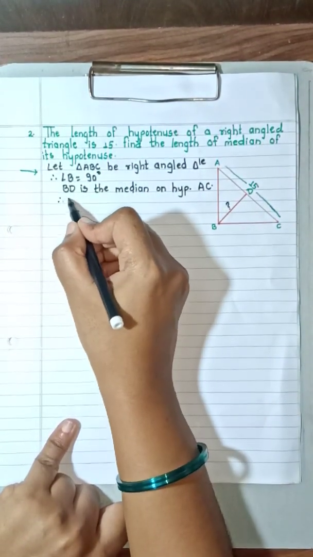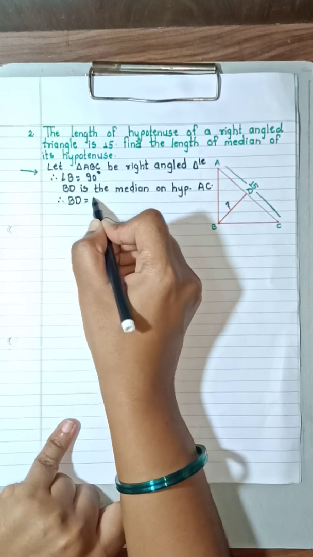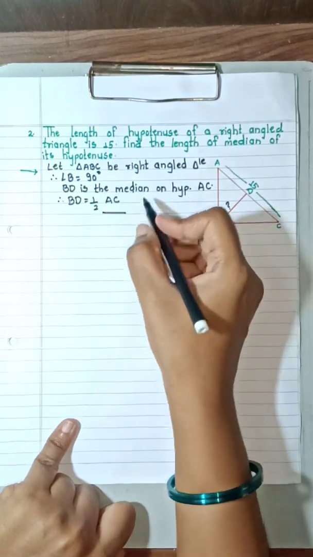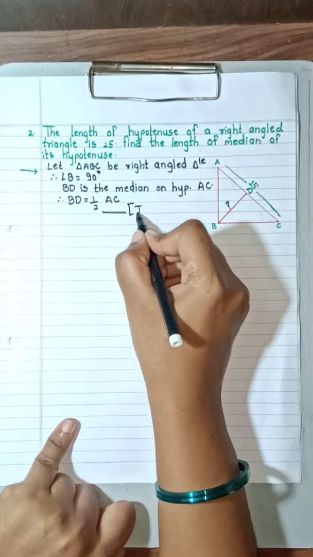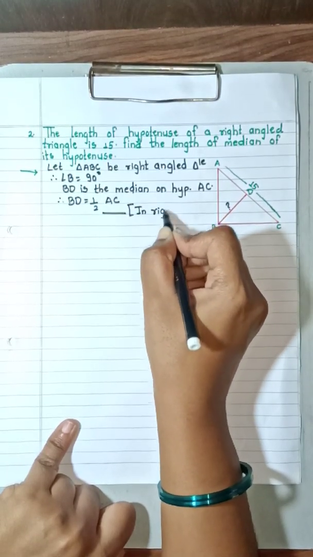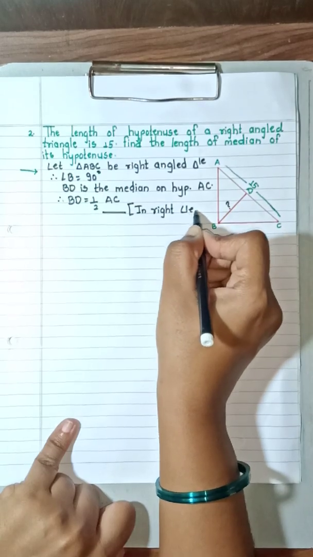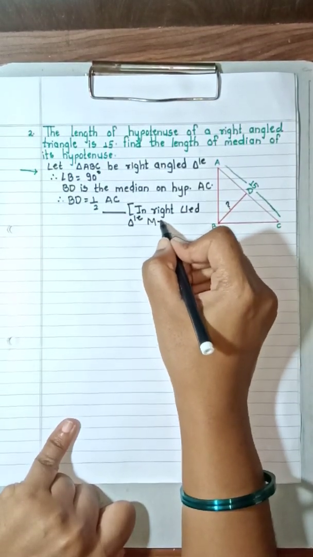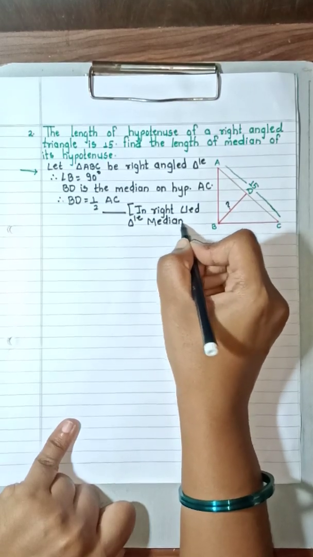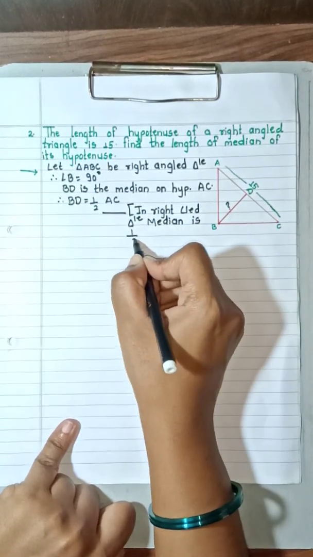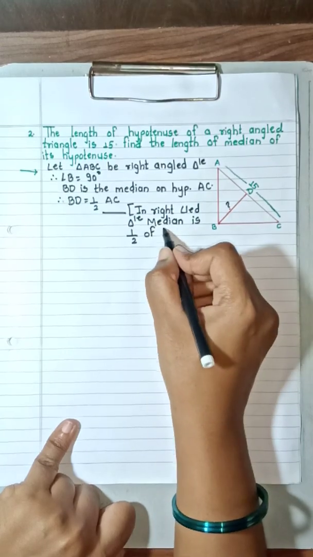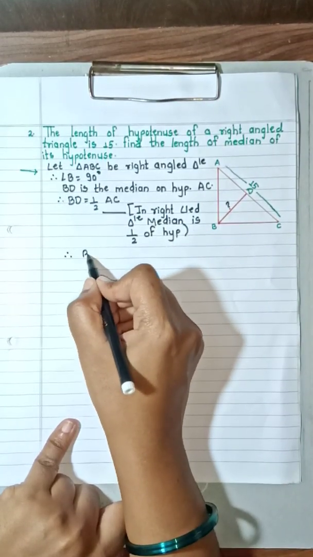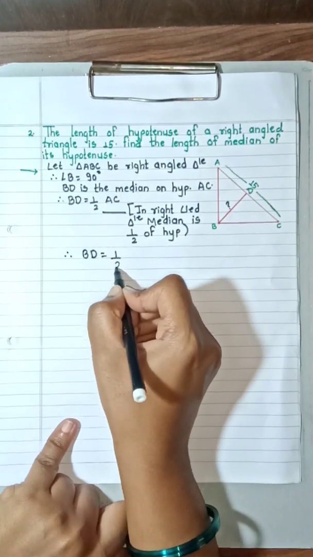Now you know that in a right angle triangle, median is half of hypotenuse. Therefore you can write down here BD is equal to half of AC. And the reason you can write down here: in a right angle triangle, median is half of hypotenuse.